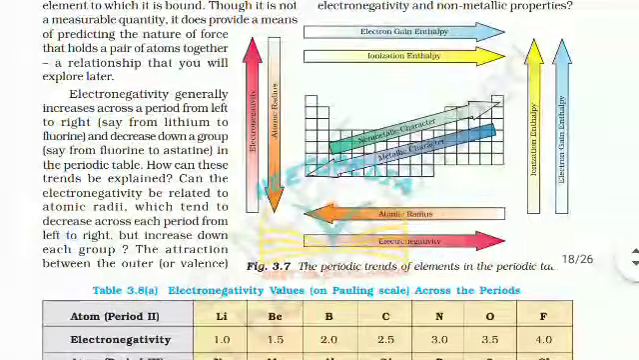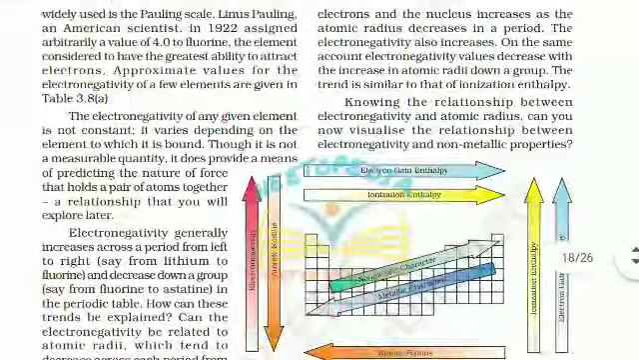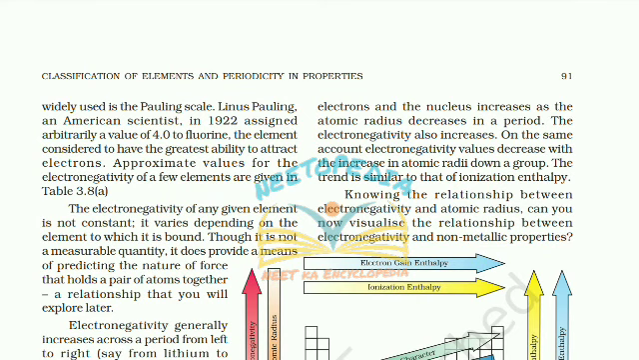Electronegativity generally increases across a period from left to right, say from lithium to fluorine, and decreases down the group, say from fluorine to astatine, in the periodic table. How can these trends be explained? Can the electronegativity be related to atomic radii, which tend to decrease across a period from left to right but increase down each group? The attraction between the outer or valence electrons and the nucleus increases as the atomic radius decreases in a period. The electronegativity also increases. On the same account, electronegativity values decrease with the increase in atomic radii down the group. The trend is similar to that of ionization enthalpy.